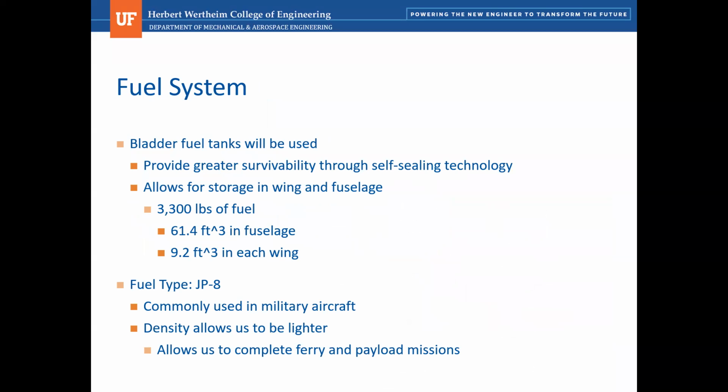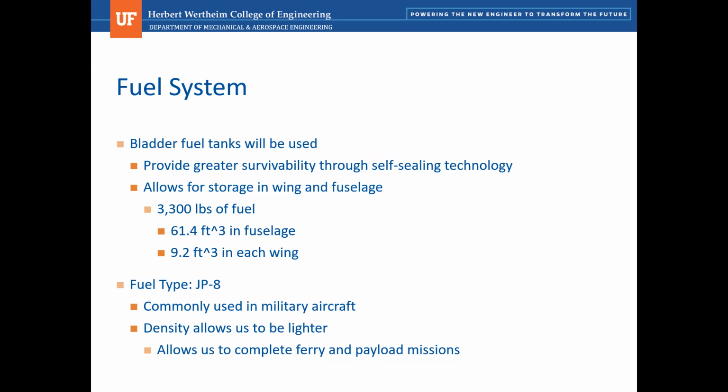The fuel system was one of the last things we had to consider. The bladder fuel tanks were chosen for our design, mainly due to their great survivability through their self-sealing technology, which essentially means that if they're shot through, they can heat themselves up and seal themselves and prevent leaks and fires. It allows for the storage of the fuel in the wing as well as the fuselage.